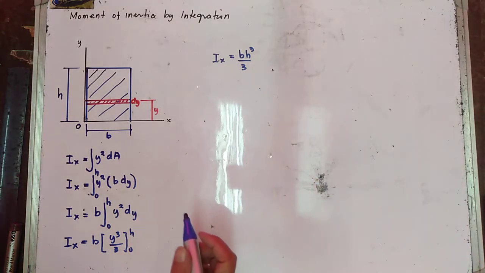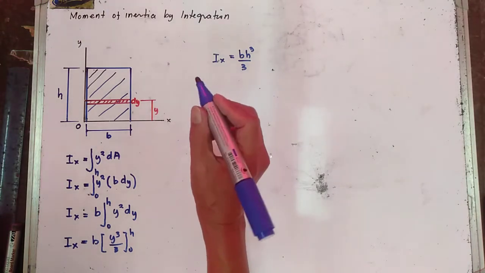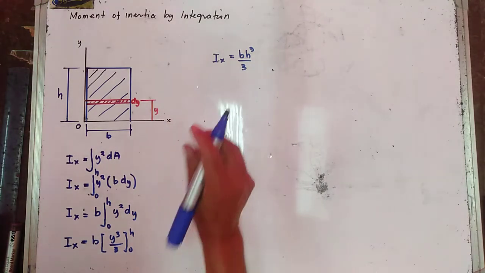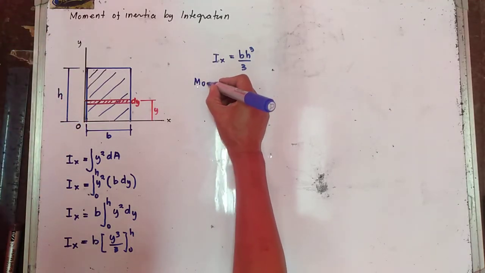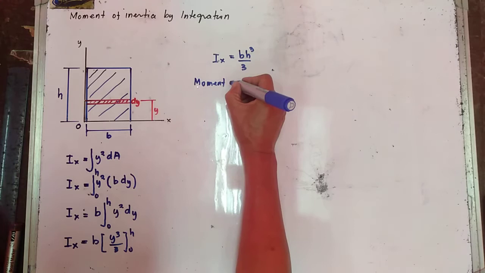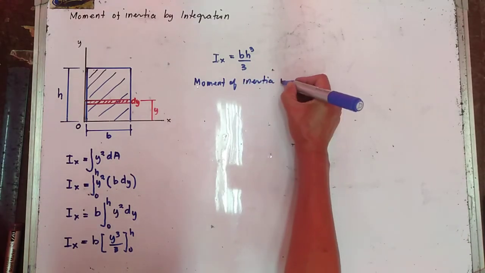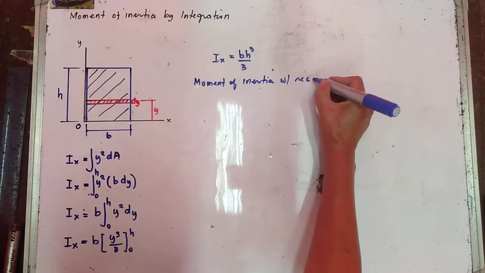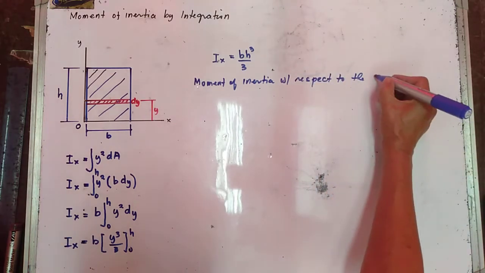Now, let's try to determine the moment of inertia with respect to the centroidal axis of this. So we have the moment of inertia with respect to the centroid.